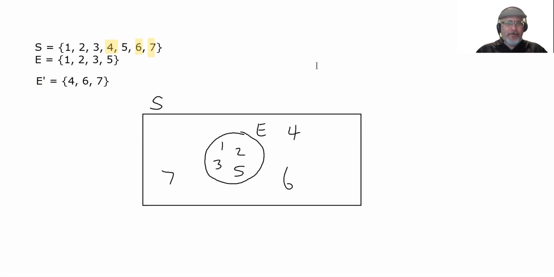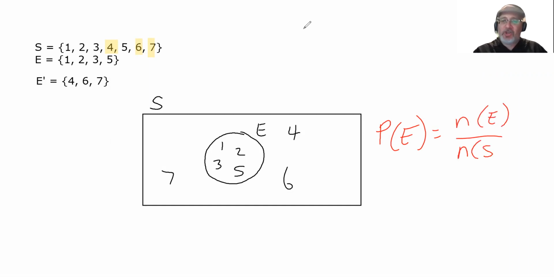But it goes a little bit further than this. Based on this picture, we can now calculate probabilities fairly easily, because the probabilities are based on cardinalities. Probability of E is the cardinality of E over the cardinality of S. Well, if the elements are in the Venn diagram, I just have to count. Cardinality of E means how many elements inside of circle E, that would be 4. Cardinality of S means how many numbers in the rectangle altogether, and that would be 7.